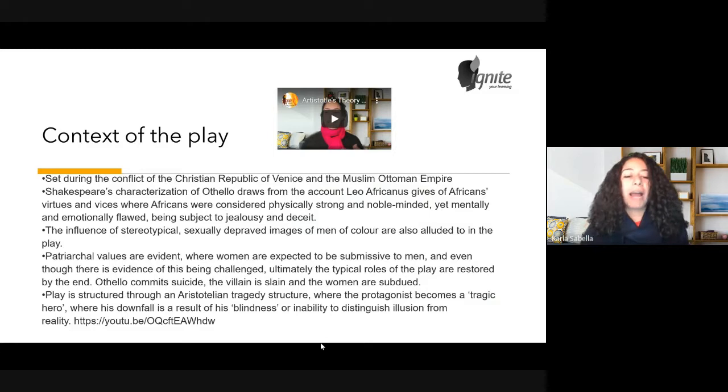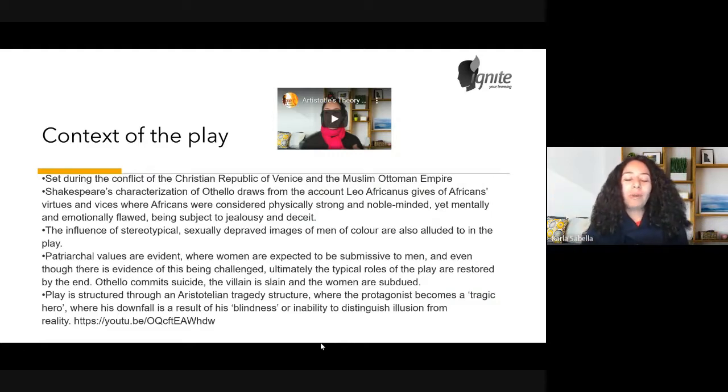You've obviously got patriarchal values, where women are expected to be submissive and men are dominant. You do see that played around with a little bit. Shakespeare does that a lot. He takes typical roles of characters and experiments with them, usually for entertainment value. Everything goes back to where it should be, so to speak, by the end.